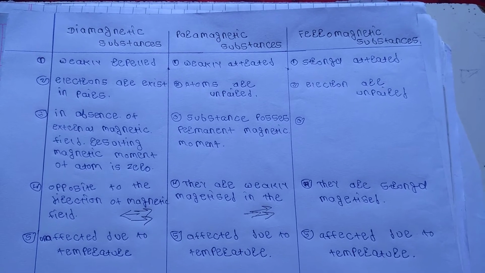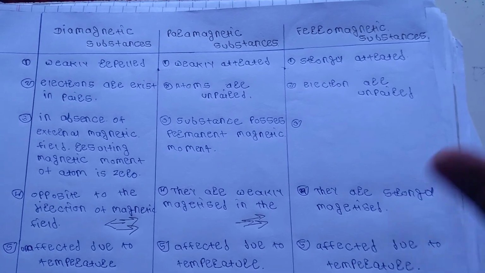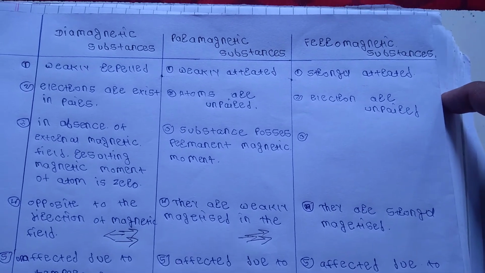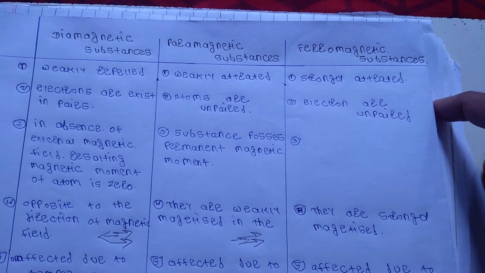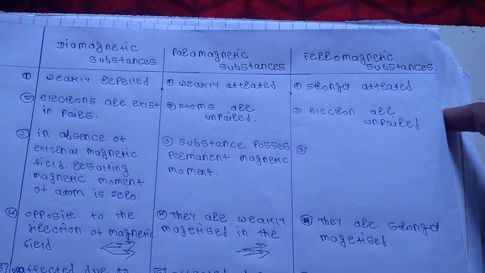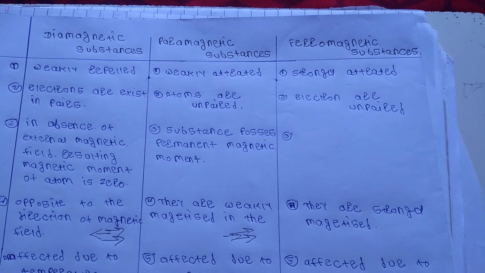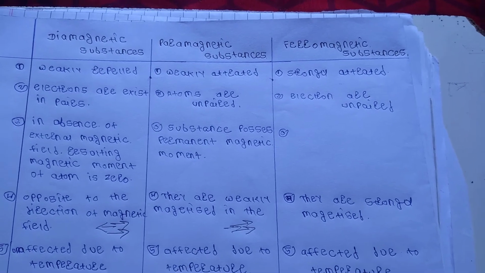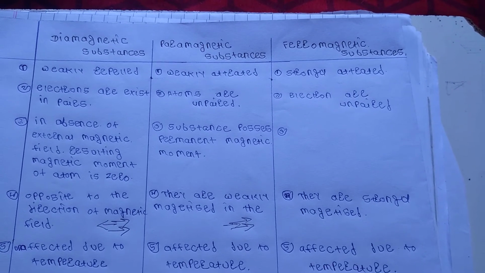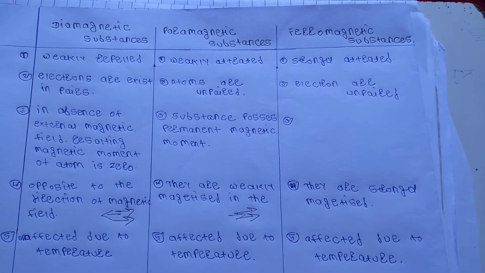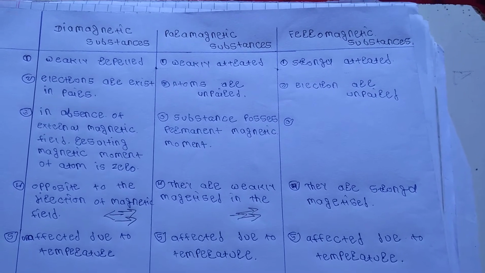In today's video, we will see what is the difference between diamagnetic substances, paramagnetic substances and ferromagnetic substances, and how they are different from one another. First, we see the diamagnetic substances. The substances which are weakly repelled by the magnet are called diamagnetic substances. When the diamagnetic substances are placed in an external magnetic field, they are weakly repelled.